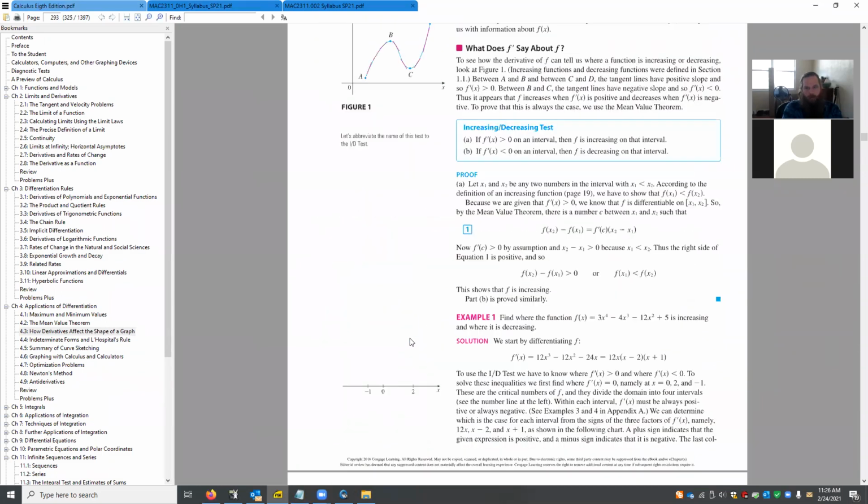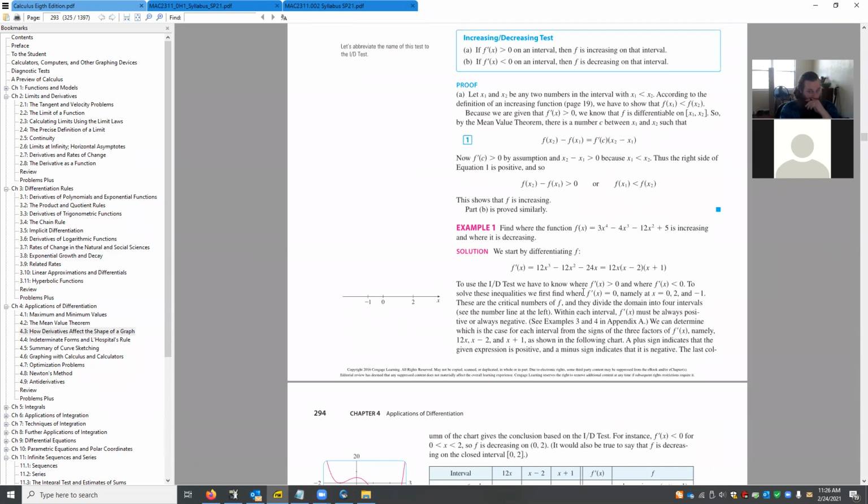So let's grab an example or two. Let's see if we can find where this guy is increasing and decreasing. Example. Find where f of x equals 3x to the 4 minus 4x cubed minus 12x squared plus 5 is increasing and decreasing.